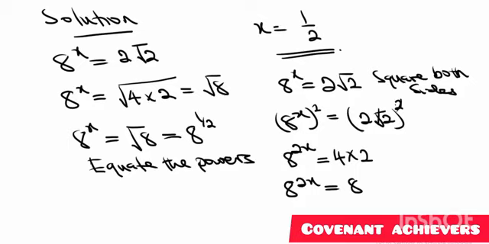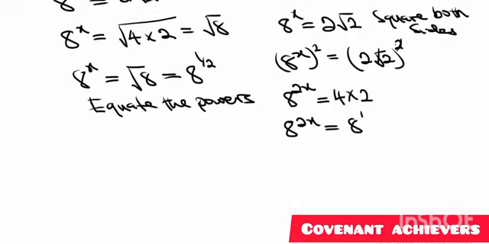And this is 8 raised to the power 1. So from here too, we can equate the power. So when you equate the power, you also have 2x equals 1, and therefore x is equal to 1 over 2. Still the same way, you get the answer.